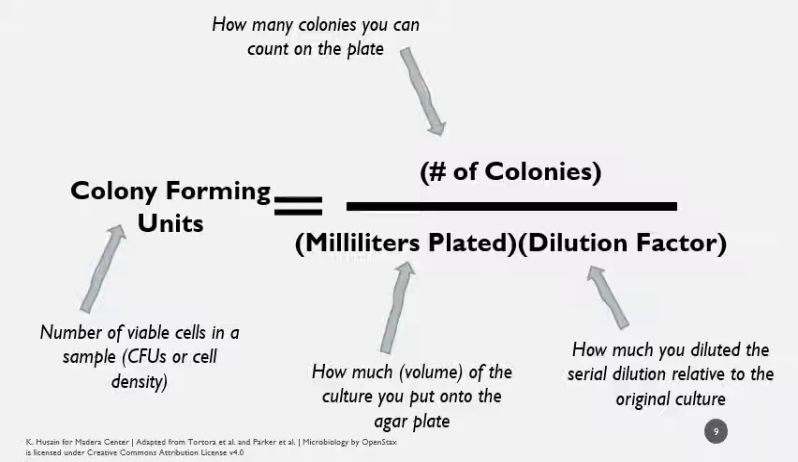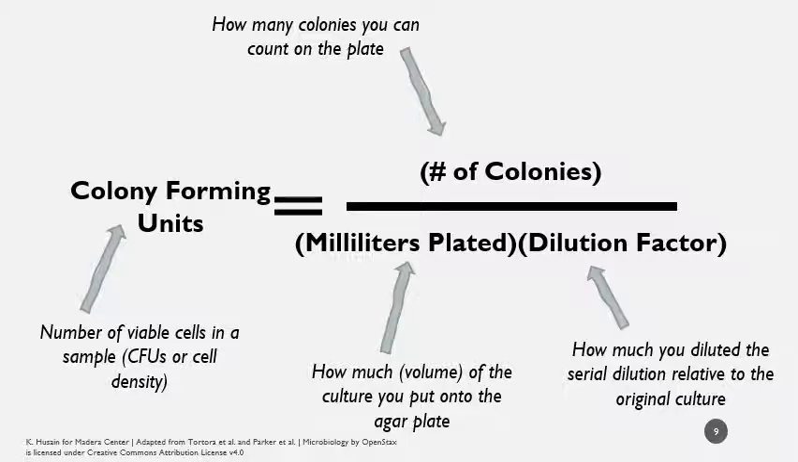So the dilution factor, again, is how much you diluted that serial dilution relative to the original culture. If you haven't diluted it very much, then again, this number of colonies is not going to be as significant. If you've diluted it way far and you still get like 300 colonies on the plate, that's a really big deal. That means you have a lot of colony forming units.